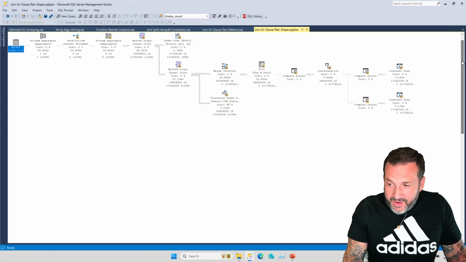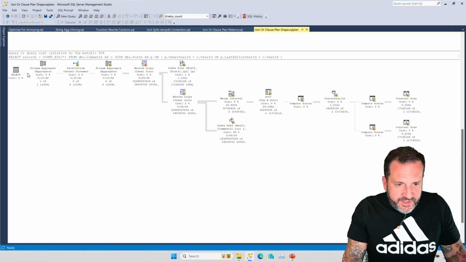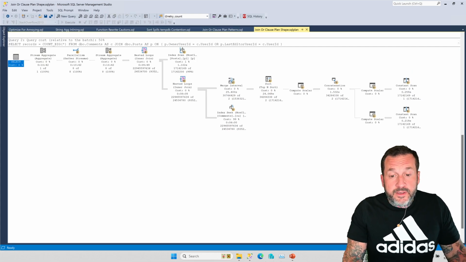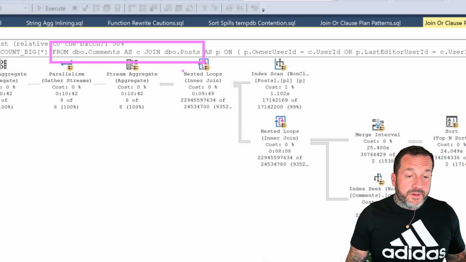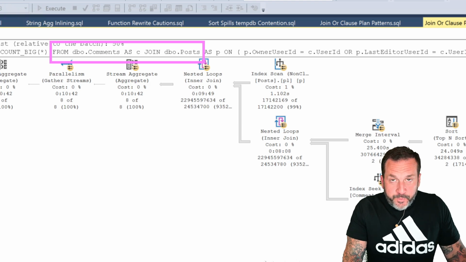But the one that I would much rather focus on is down here a touch. And this is where I have joined, I don't know why you decided to refocus Management Studio. This is where I have joined comments to posts. And these are two much larger tables. And things get much, much worse here. All right.